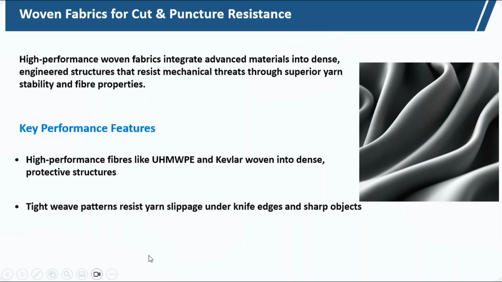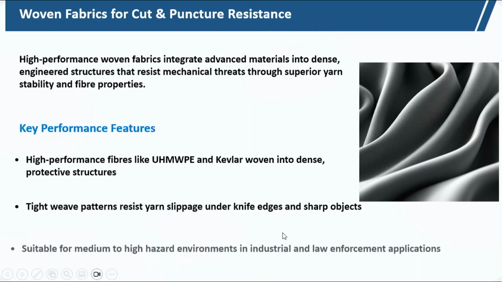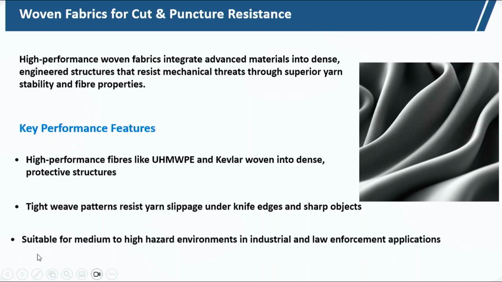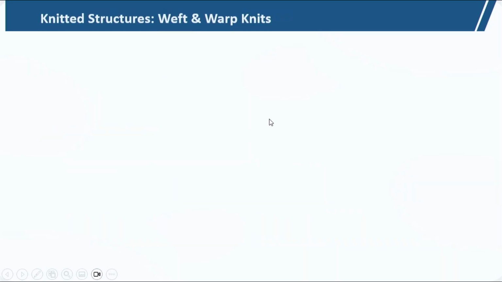We should create a tight weave to prevent knife edges or sharp objects from penetrating, and it is suitable for medium and high hazard environments. So, we can use these woven fabrics for that. And knitted structures are sometimes used for protective textiles.